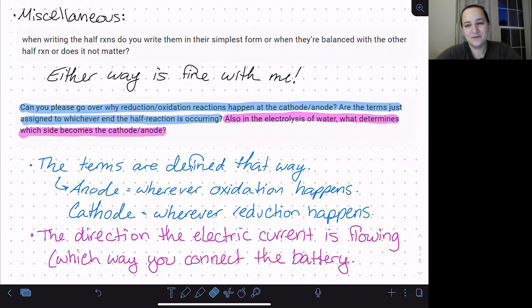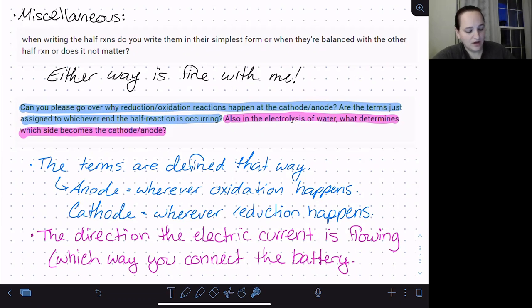I had a few miscellaneous questions come in that just need short answers, so those are both gonna go in this video. So the first one was just when writing half reactions, do you write it in the simplest form or after you've equalized the electrons? And either way is fine with me. It doesn't matter. They're both considered balanced as a half reaction. So whichever way you want is fine.